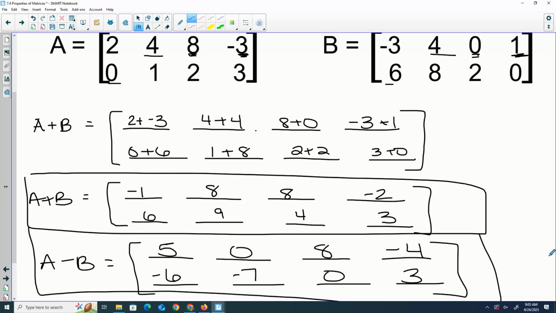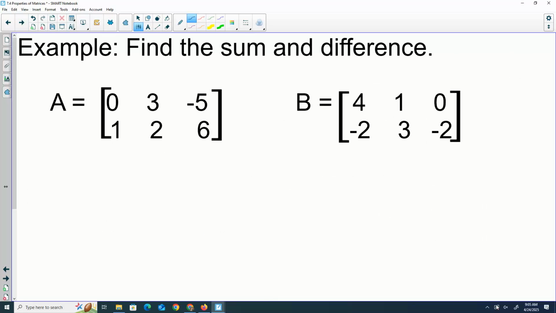Alright, are we okay with that one? Do you guys think you can try one on your own? So would all the work you have to show is like what the bottom two are? Yeah. So not a lot of work required there. Alright, I want you guys to find A plus B and A minus B.